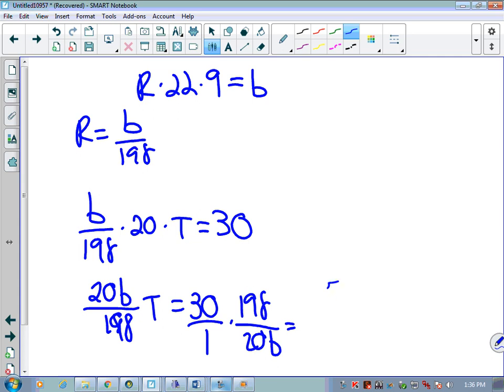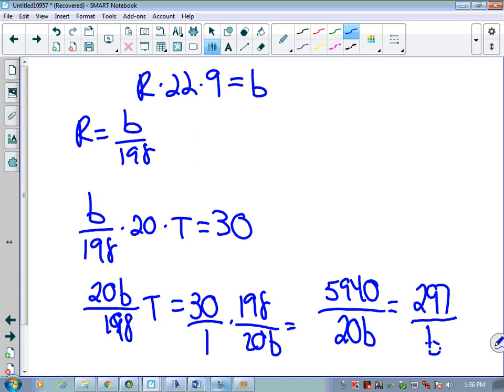5940 divided by 20B. Well, we could see if that'll simplify. Let's take 5940 divided by 20. It actually comes out to a full 297 on the dot over B, and because it's time in hours, our answer is right there, 297 over B hours.